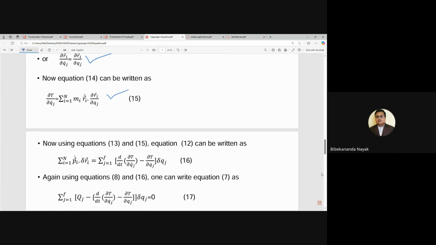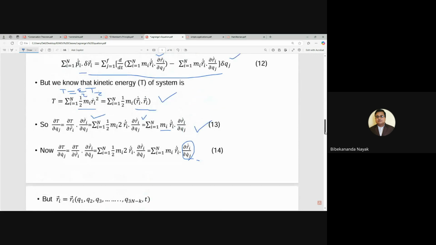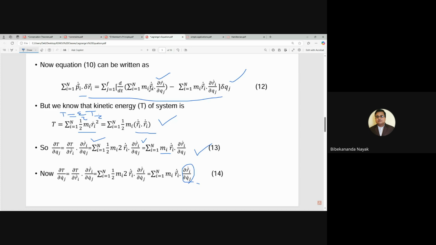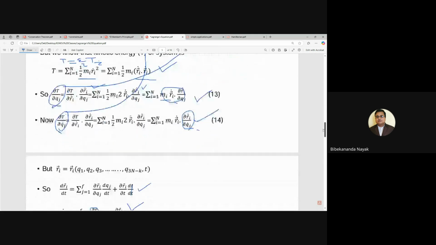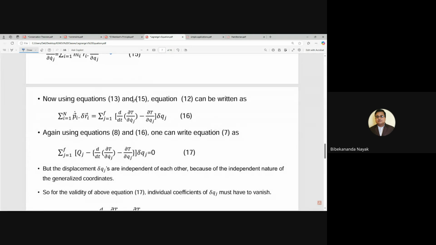Because we have two equations. See, the first term of the equation, mi Ṙi · ∂Ri/∂Qj, is basically ∂T/∂Q̇j. Okay, go to here. Again here mi Ṙi · ∂Ṙi/∂Qj, which is nothing but ∂T/∂Qj. So the final equation I got is Σ Pi · δRi equal to d/dt of ∂T/∂Q̇j minus ∂T/∂Qj into δQj.